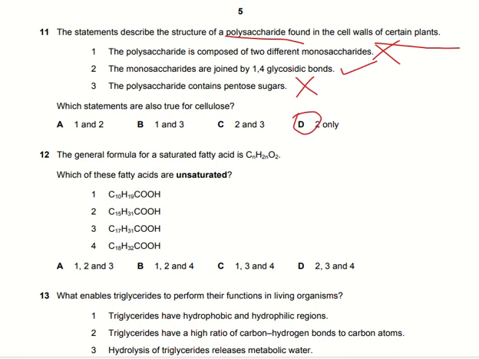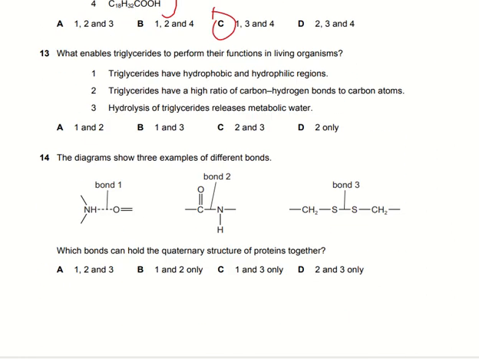The general formula for the saturated fatty acid is this. Which of these fatty acids are unsaturated? We have to find out which are unsaturated. What does not fit in this formula will be unsaturated. So if we find out, then we can say that 1, 3 and 4 do not fit in this formula, so they will be unsaturated. So option C here is the right one.